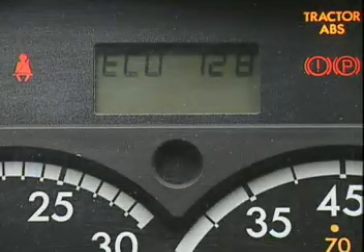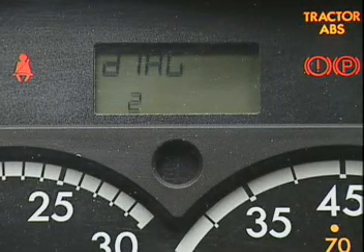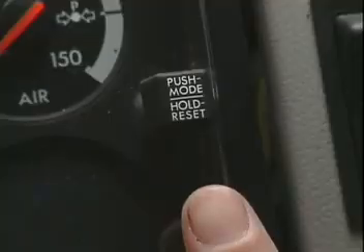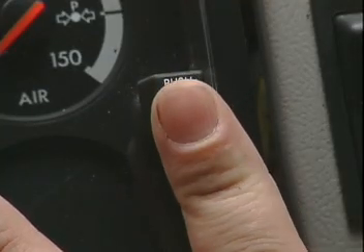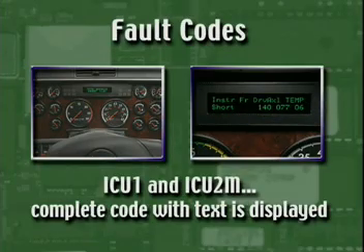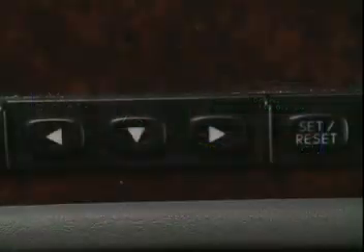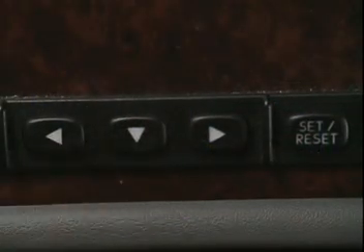On the ICU-3 with the trip reset button, there are complete fault codes. Use the trip reset button to cycle through the display screens. The ICU-1 and ICU-2M will display the complete fault code with text. Use the keypad arrows to scroll to the next fault code.